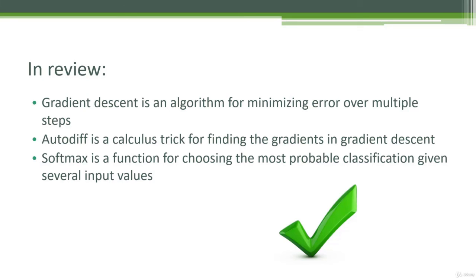Autodiff is just a calculus trick for making gradient descent faster. It makes it easier to find the gradients in gradient descent just by using some calculus trickery. And softmax is just something we apply on top of our neural network at the very end to convert the final output of our neural network to an actual choice of classification, given several classification types to choose from. Okay, so those are the basic mathematical terms or algorithmic terms that you need to understand to talk about artificial neural networks. So with that under our belt, let's talk about artificial neural networks next.